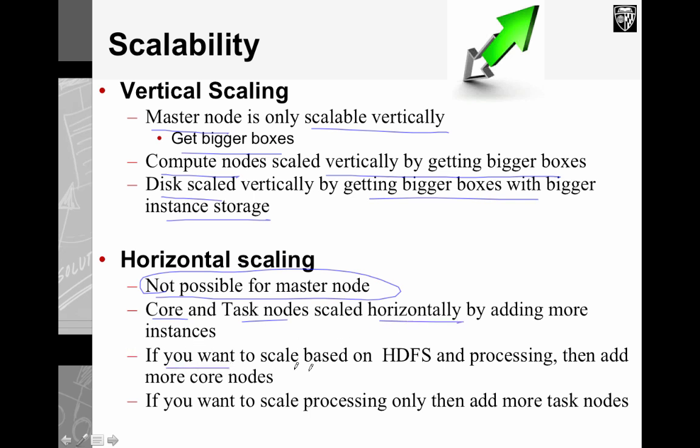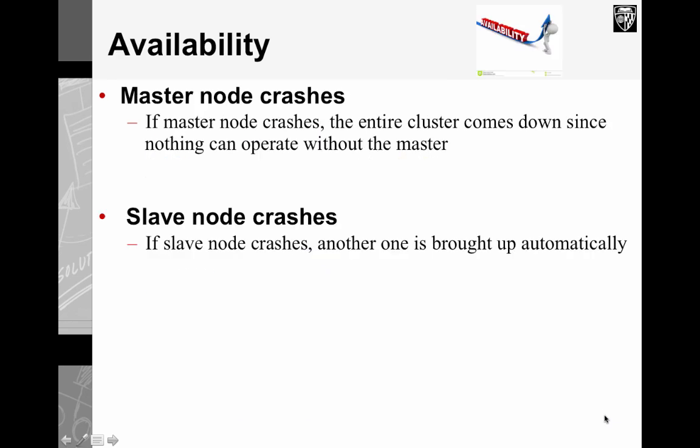If you want to scale based on HDFS and processing, in other words, you want storage and processing, then you end up adding more core nodes. If you want to scale only processing, if you only want to add more processing, but you don't really want more storage, then you can add more task nodes. So that's how you scale horizontally when it comes to computation and storage.